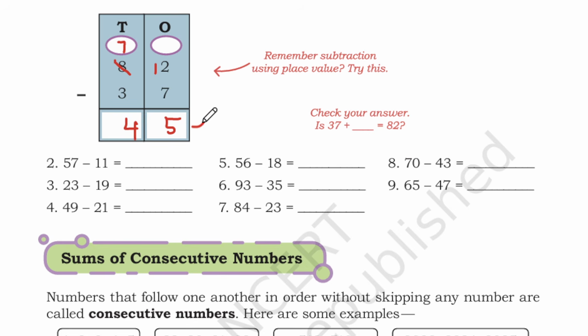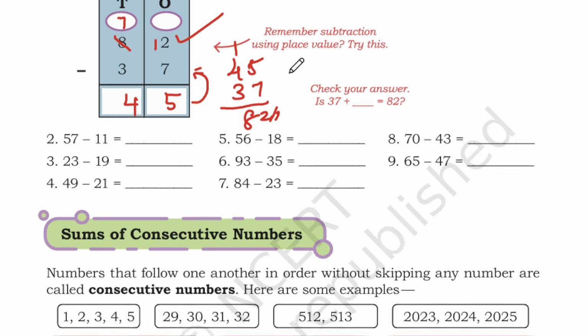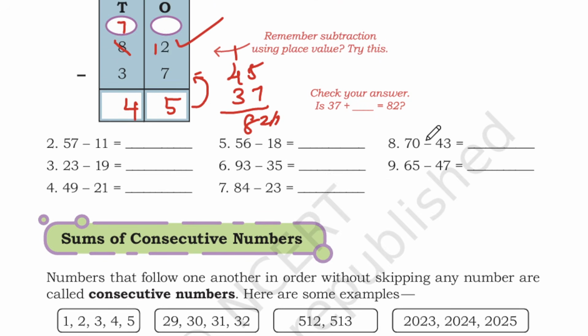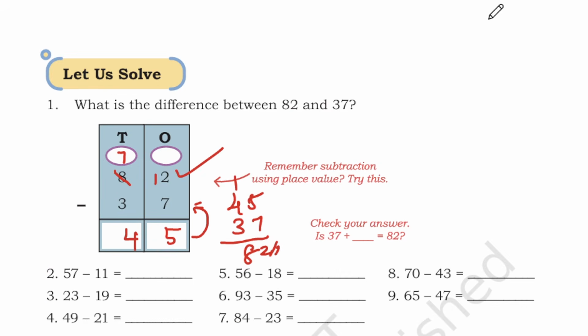We can cross check by adding 45 and 37. So 45 plus 37. So 7, 8, 9, 10, 11, 12. 12, carry 1. So 4 plus 1 is 5, 5 plus 3 is 8. 82 we are getting here. Okay. So next we have a few more questions that we have to subtract, so we will do them one by one.